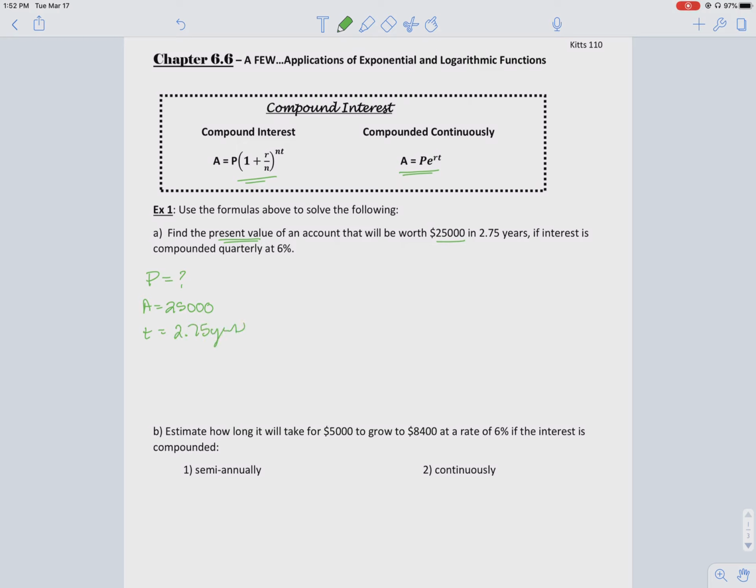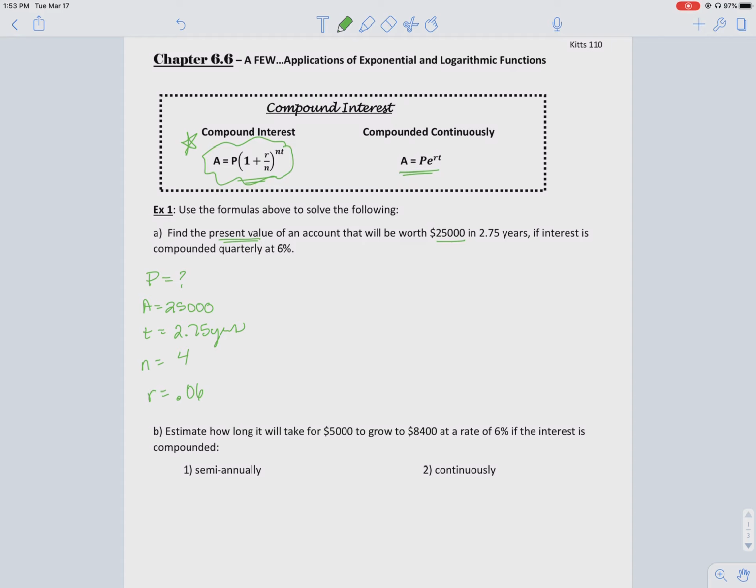And remember, time's always in years. So if they give it to you in months, you have to change it. The interest is compounded quarterly. So since it's compounded quarterly, we know we're going to be using that compound interest formula rather than the continuous one. So quarterly means 4 times a year, and my rate is 6%, and I'm going to write it as a decimal. So now we just have to plug it into that formula.